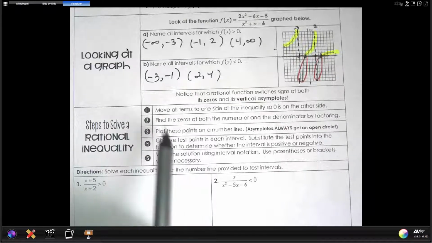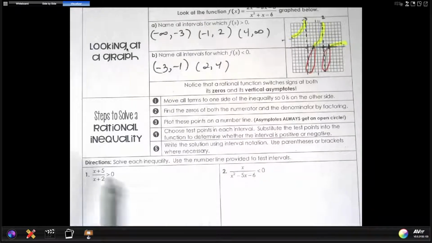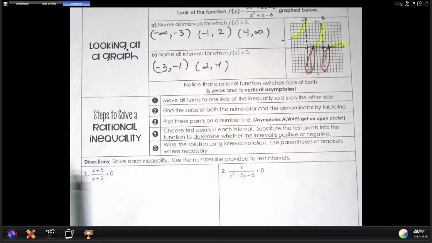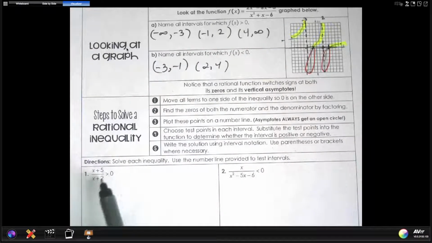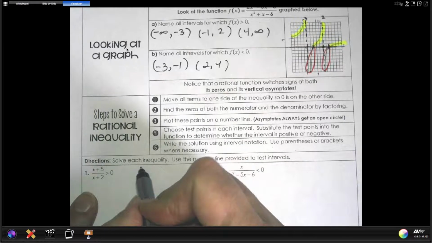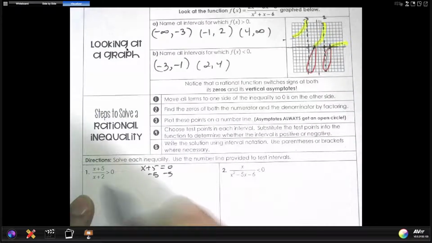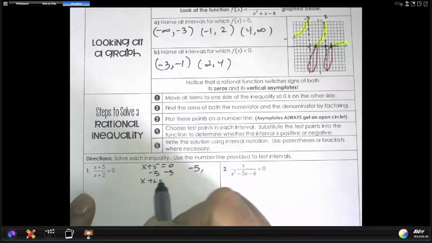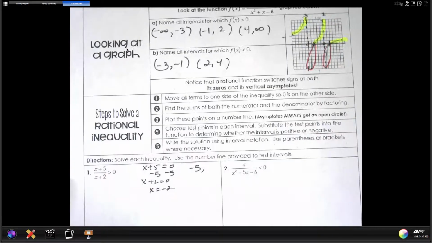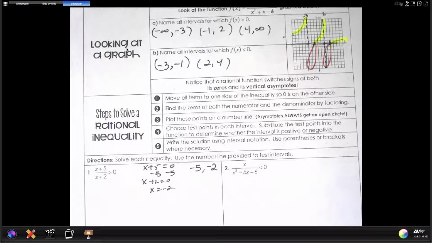So step 1, you want to make sure all terms are on one side and the inequality is set equal to 0. So the inequality, you got 0 on the right, you got your numbers on the left. Step 2, you're going to find the zeros of both the numerator and the denominator by factoring. Well, this is not factorable. So what we're going to do is we're going to take x plus 5, we're going to solve, which gives us -5. And then we're going to solve for the denominator, which if we solve for this, we get x equals -2. So we have -5 and -2. Those are our solutions.